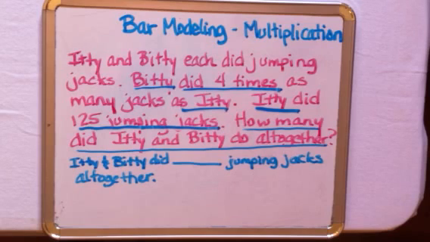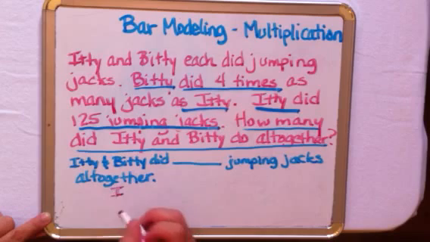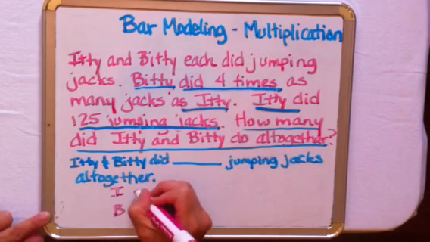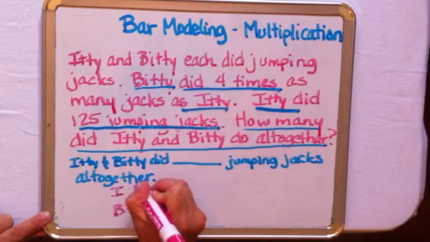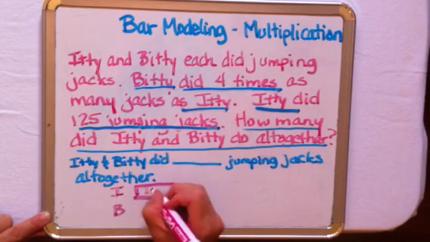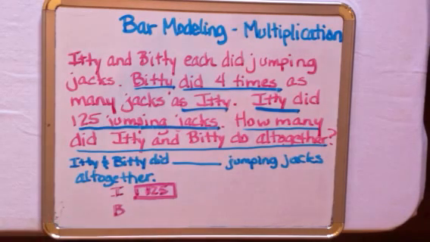So we have 2 people. We have Itty and we have Bitty. Now the problem told us how many Itty did. Itty did 125. So I am using her bar as my standard, or my unit, or my base. It's from her that I'm going to base what Bitty did. And it says that Bitty did 4 times as many as Itty.